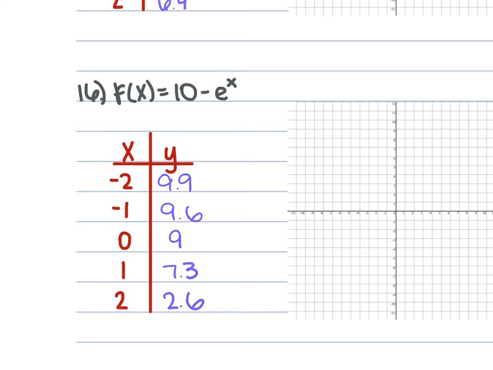So we're going to have negative 2, 9.9. Then negative 1, 9.6. 0, 9, 1, 7.3, and then 2, 2.6. So this one's going to get really close to that 10, and then go down as it goes to the right.